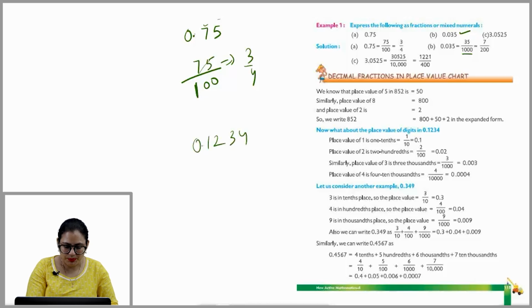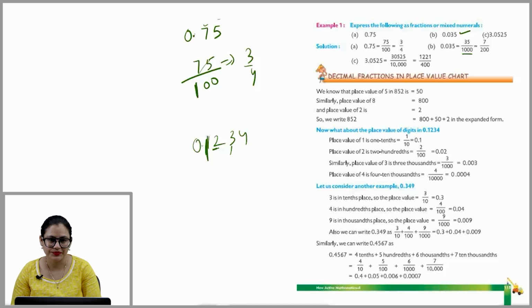Okay. So, the place value of 1 is tenth, 1/10th. Place value of 2 is 2 hundredths. Similarly, place value of 3 is 3 thousandths, and place value of 4 is 4 ten-thousandths. Okay.